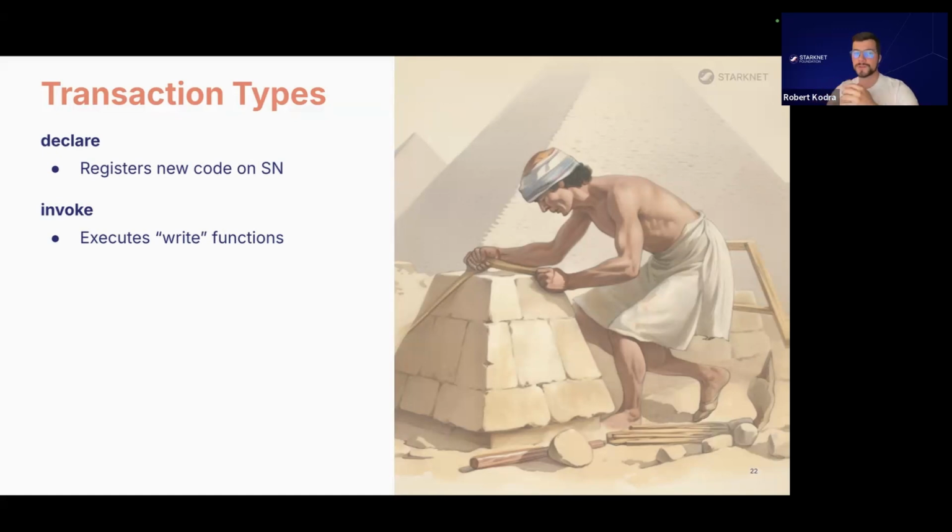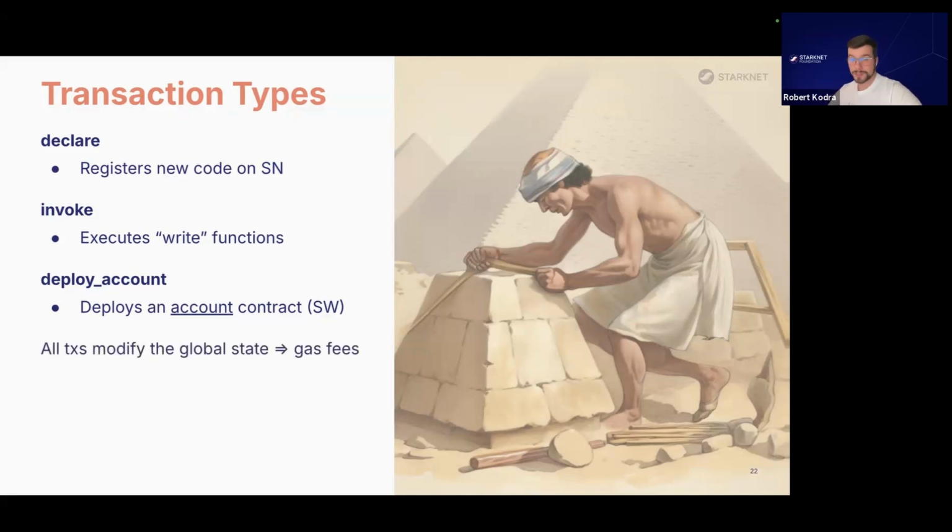Like these write functions are basically able to modify the state of the network, and because you're modifying the state, you have to pay a certain amount of fee. But now there's another special type of transaction, and this is called the deploy account. What this does is basically it deploys an account contract, and this is important for smart wallets. We talked about smart wallets in the last session, but now we'll explore how this deploy account works and why we need it.